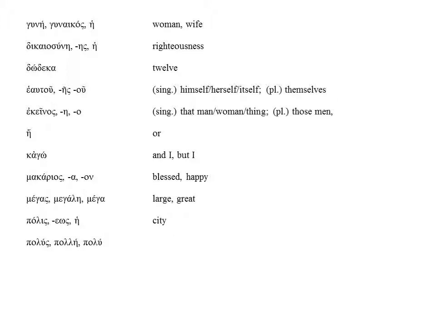Polus, polle, polu. Just as megas, megale, mega, this is a standard 2-1-2 declension. It's just that the stems are different. The first stem has one lambda. The stem for the first declension has two lambdas all the way down. In either case, singular means much, plural means many, and if it's used as an adverb, it means often.